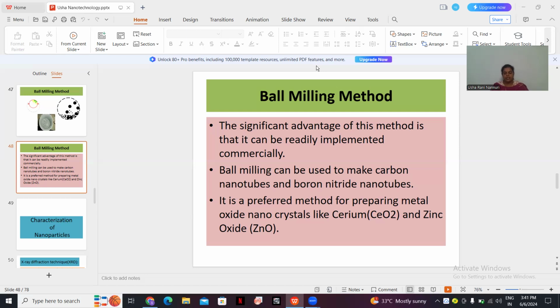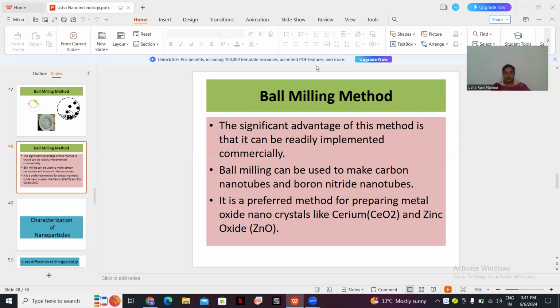When the precipitate is heated at 300 degrees centigrade in open air, finally we get copper oxide nanoparticles. The formed precipitate is heated at 300 degrees centigrade in open air, and copper oxide nanoparticles will be formed.